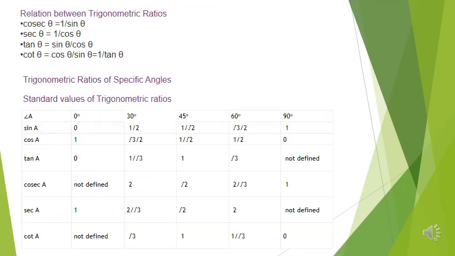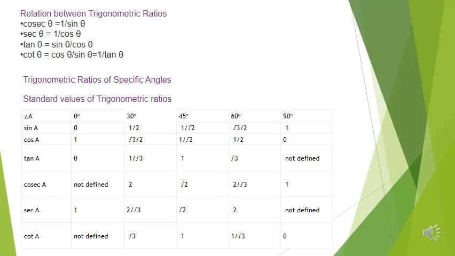Students, as we discussed trigonometric ratios, these are the relations between these ratios. As I already explained, cosec theta is the reciprocal of sine, which is equal to 1 by sin theta. Similarly, sec theta is 1 by cos theta, and tan theta is equal to sin theta by cos theta, and cot theta is the reciprocal of tan theta. So we will write here cos theta by sin theta, which is also equal to 1 by tan theta.